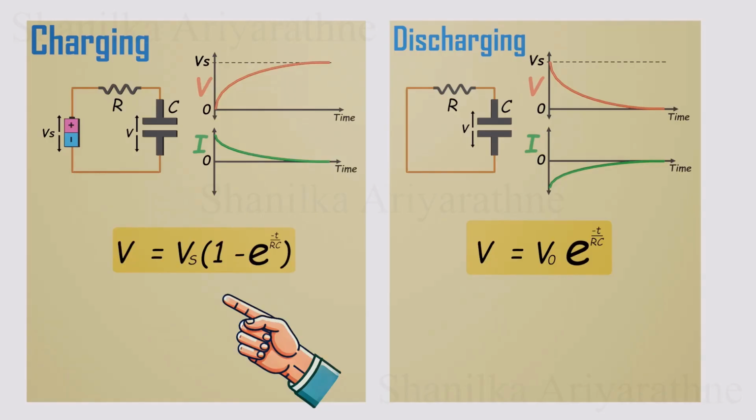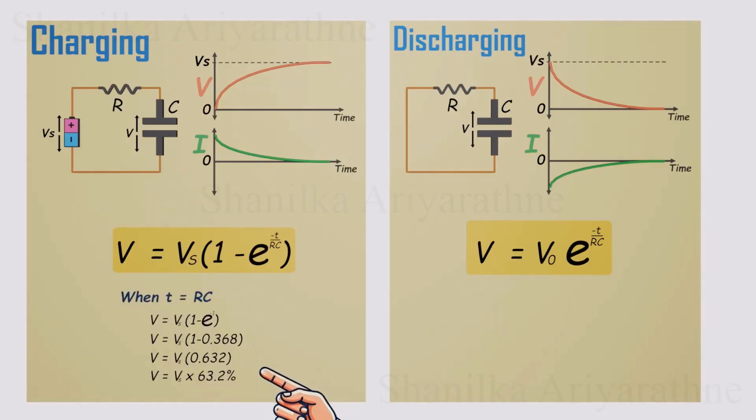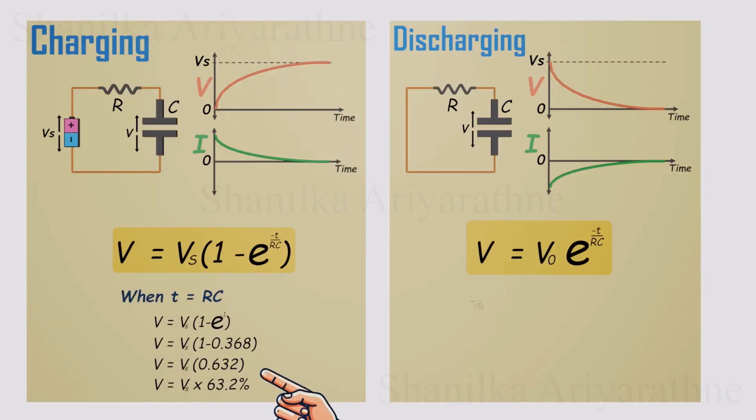Now, what happens after one time constant, when time t equals R times C? At that point, the exponential part of the formula becomes about 0.368. So the equation simplifies to V is Vs times 1 minus 0.368, which equals Vs times 0.632. This means that after one time constant, the capacitor's voltage has reached about 63.2% of the supply voltage. And that's where this magical 63.2% number actually comes from.